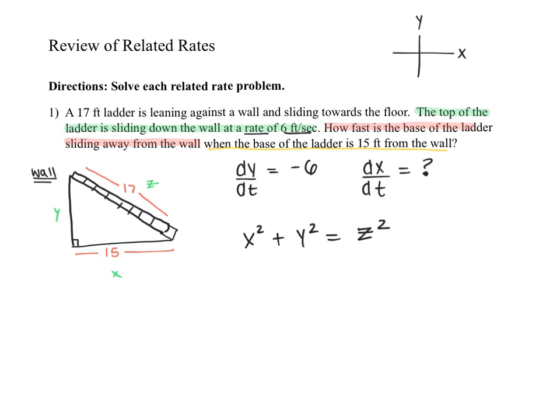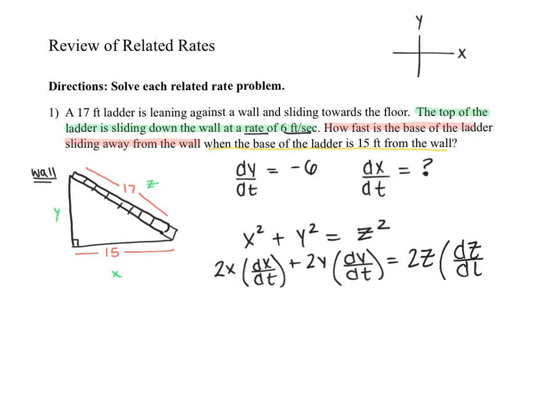So the derivative of x squared is 2x, but I'm taking the derivative with respect to time, so we have to put dx dt. The second derivative of y squared is 2y, but we're taking the derivative of y with respect to time, so we have to put next to it dy dt. And then we take the derivative of z squared, which is 2z, but we're taking a derivative of z with respect to time, so next to it we have to write dz dt.